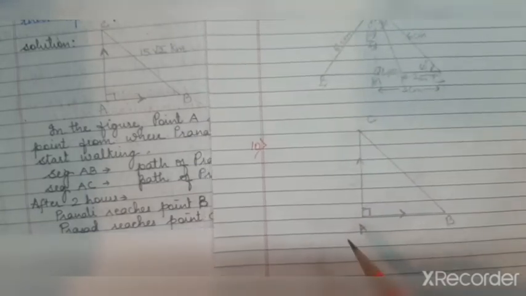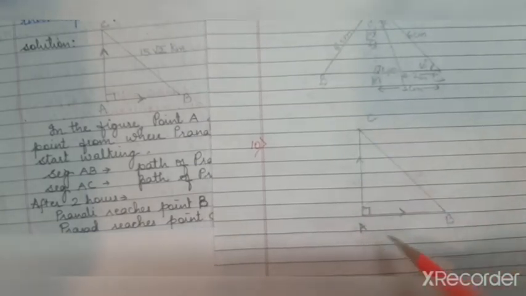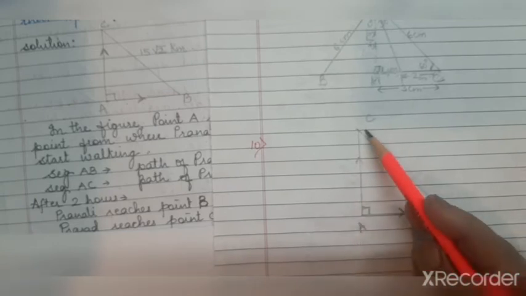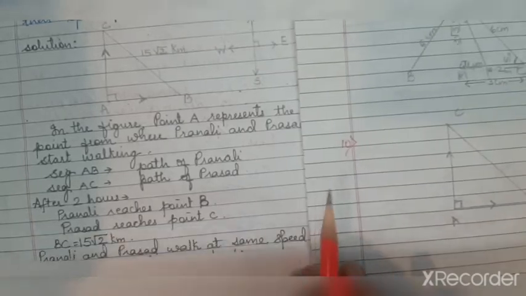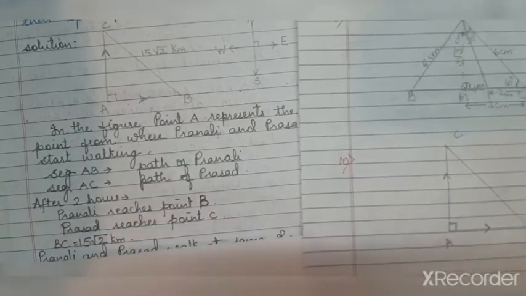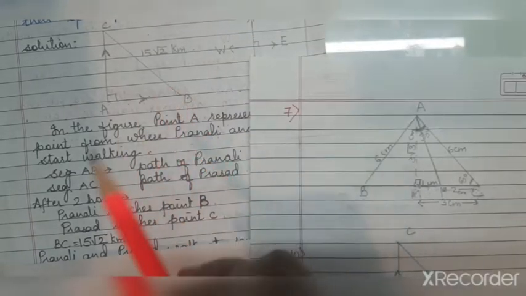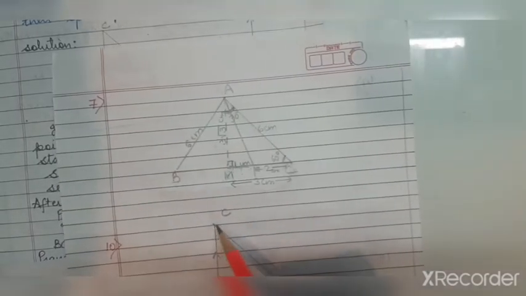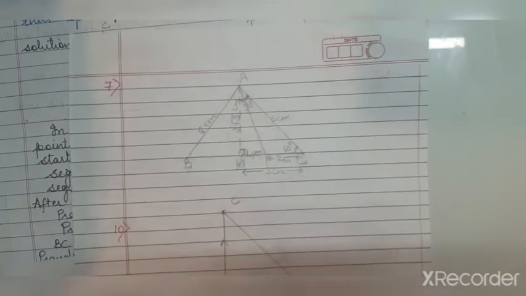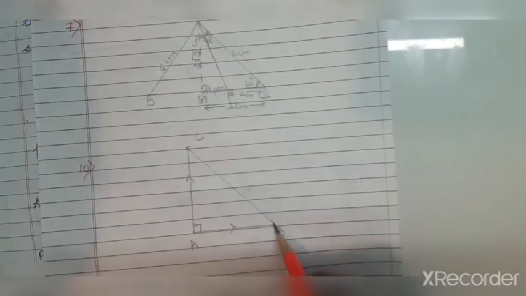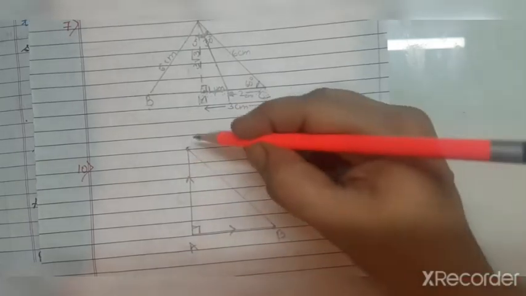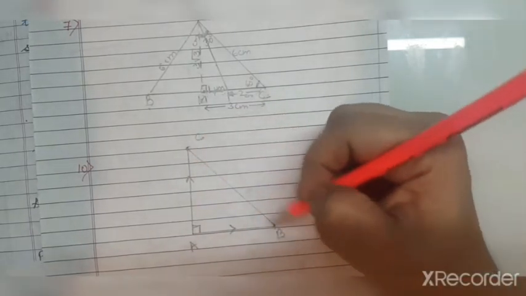So after 2 hours, you will see they are both reaching: one is reaching at point B, Pranali, and Prasad is reaching at point C. Now they have given the distance between them after 2 hours. One is reaching at this point C and the other at this point B. In the figure you can see the distance between them is BC.